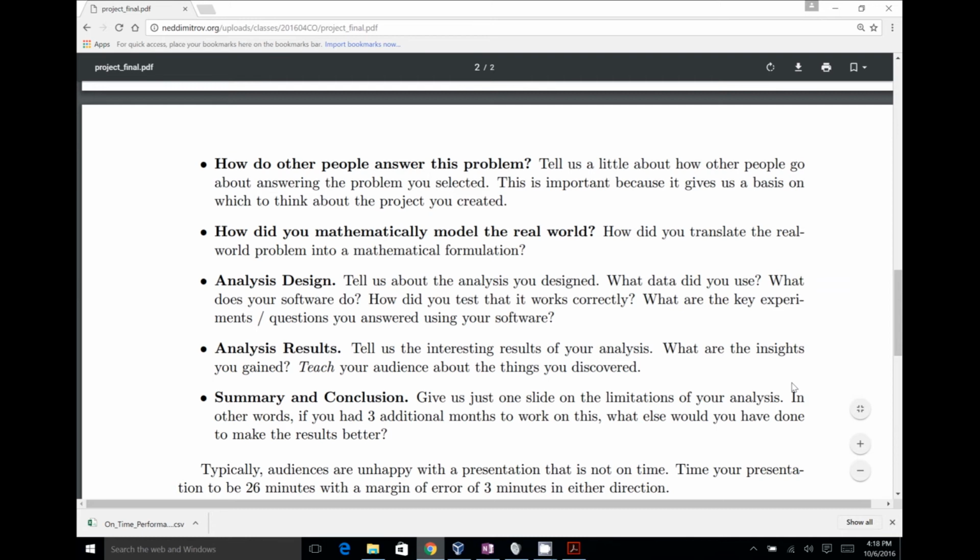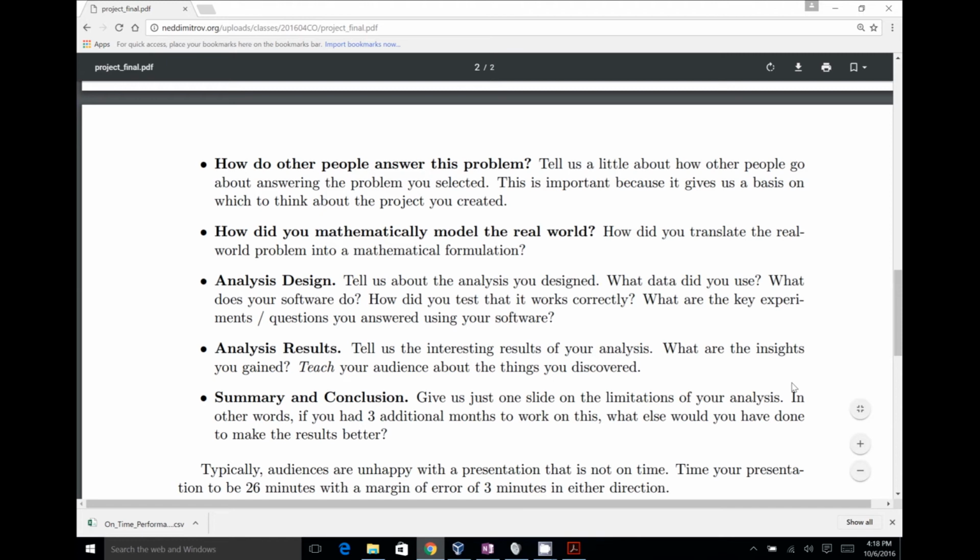How did you mathematically model the real world? This would be some explanation, for example, the way that we talked today about maximum likelihood and how that fits into that particular multinomial logistic classifier.